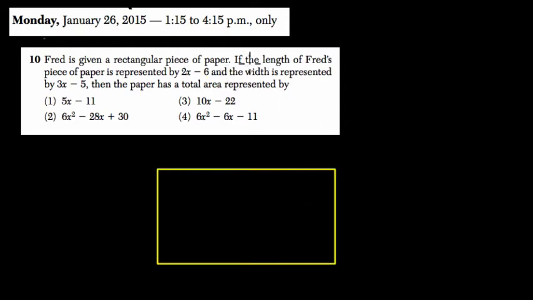I know they tell me that the length of Fred's piece of paper is represented by 2x minus 6. I'm going to label the length. I usually think of this as height or length. And then how wide, I think of a person standing up, and this is how wide they are across. The width, or how wide the shape is, is represented by 3x minus 5. Then the paper has a total area represented by which of the following?